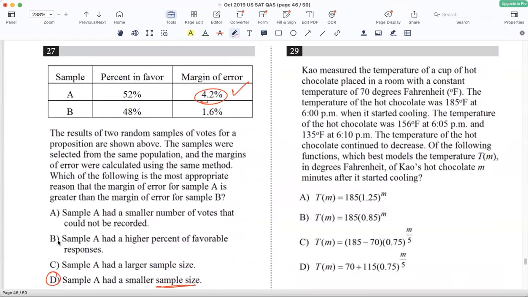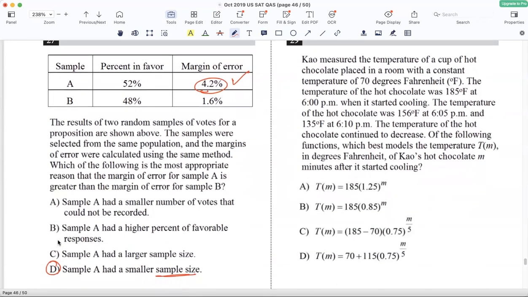Cow measured the temperature of a cup of hot chocolate placed in a room with a constant temperature of 70 degrees Fahrenheit. The temperature of the hot chocolate was 185 degrees at 6 p.m. when it started cooling. The temperature of the hot chocolate was 156 at 6:05 p.m. and 135 at 6:10 p.m. The temperature of the hot chocolate continued to decrease. Of the following functions, which best models the temperature of cow's hot chocolate m minutes after it started cooling?